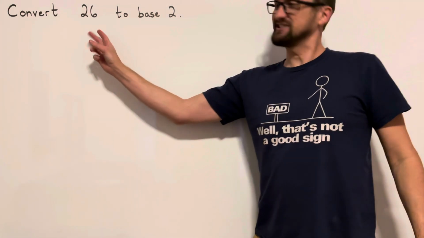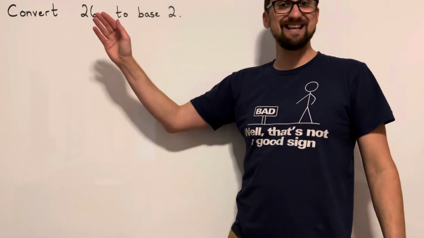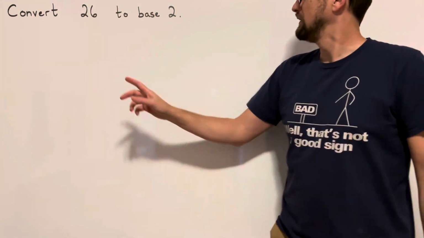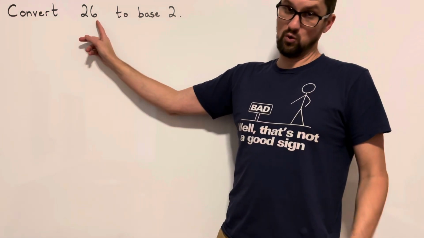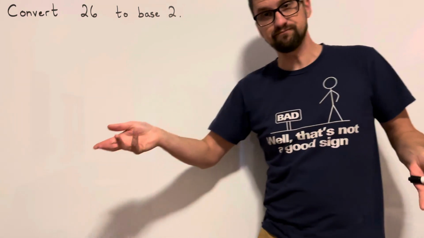Convert 26 to base 2. Now, 26 is a base 10 number. This place value is the ones place value. I have the 6 there. That means I have 6 groups of 1.